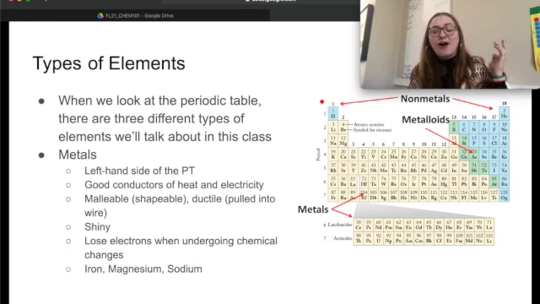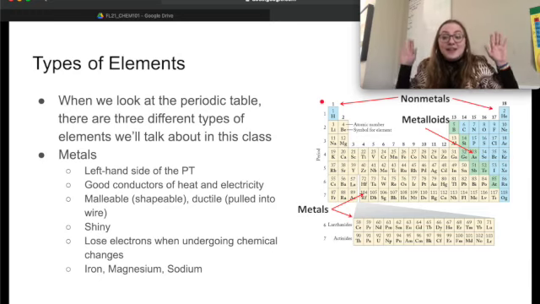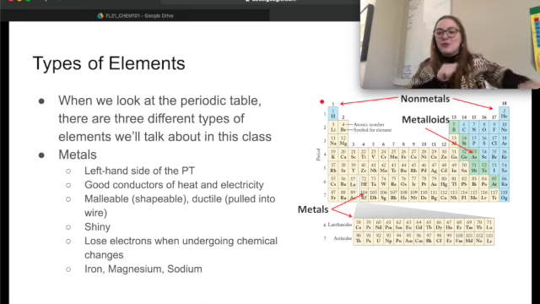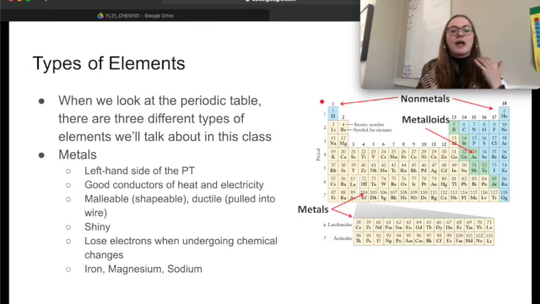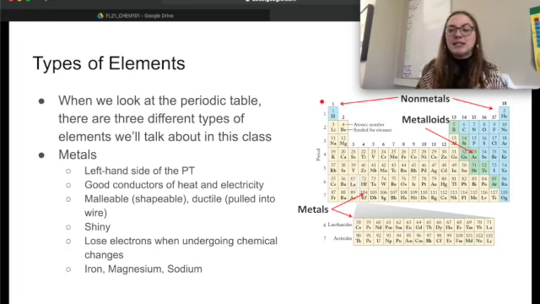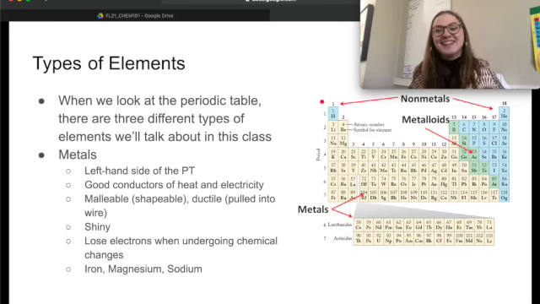Of course, our favorite part about metals is that they're shiny, and they set our little human lizard brains off, and they're like, oh, they're shiny, so cool. Not all metals are shiny, but most metals tend to be shiny. And when metals undergo chemical changes, they do tend to lose electrons. So they take on a positive charge, and they lose electrons to do that. Some metals you may be familiar with might be iron, magnesium, sodium. They're part of a healthy diet.